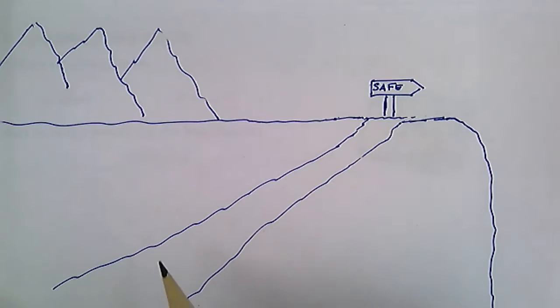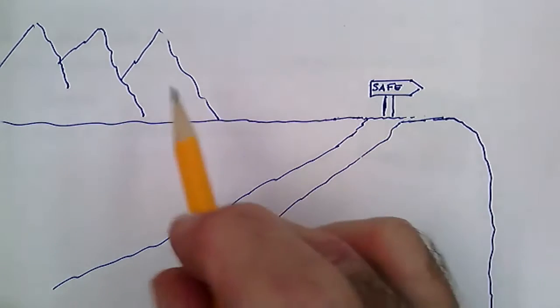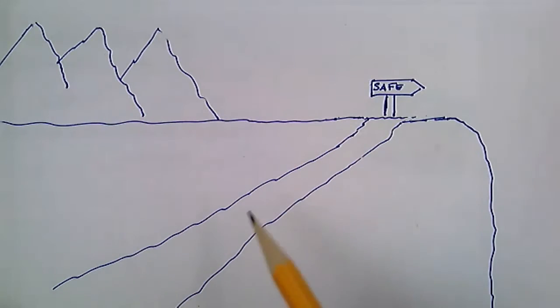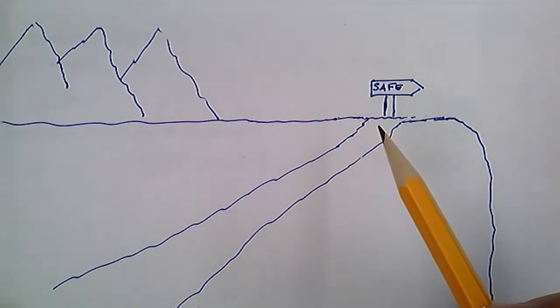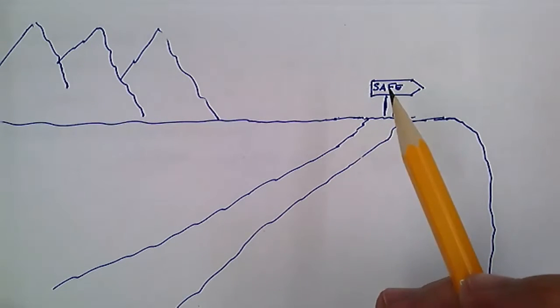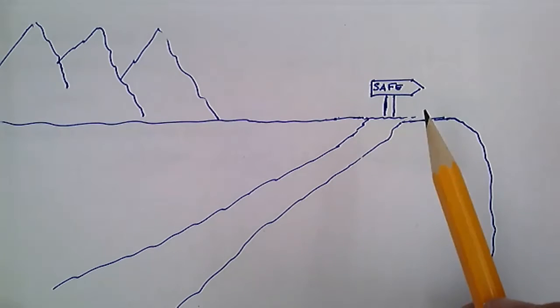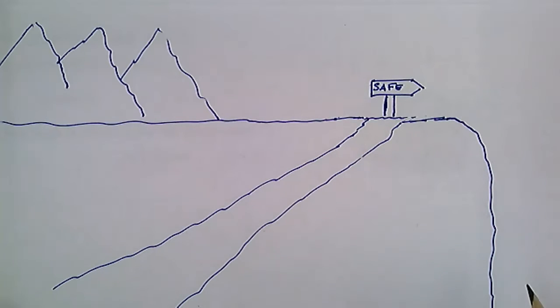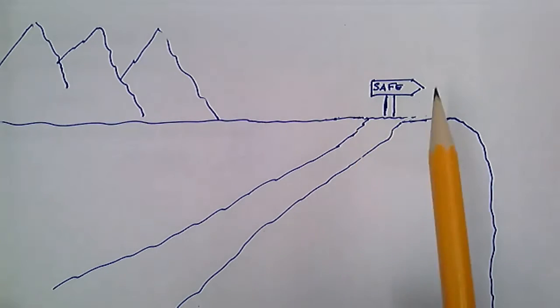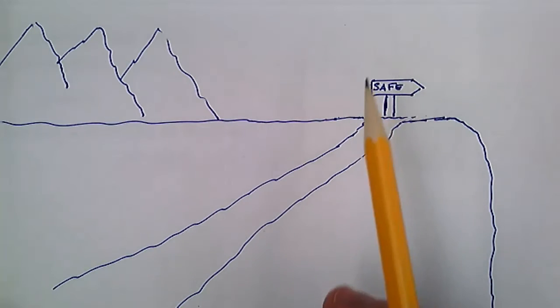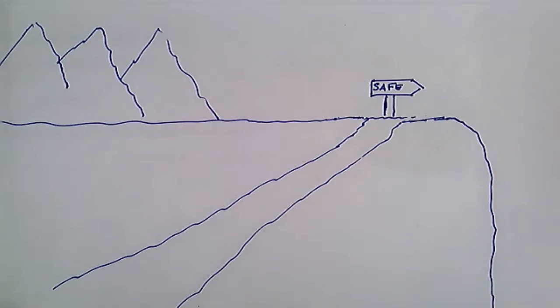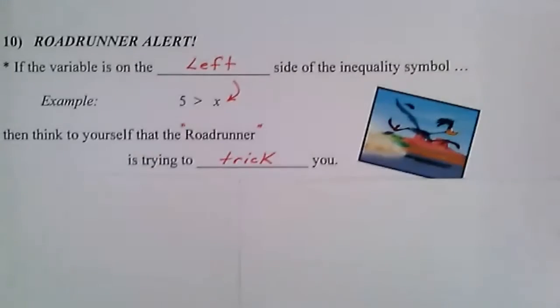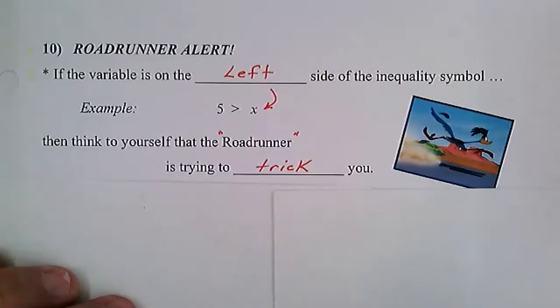So when the Coyote comes running along, the Roadrunner is now up here in the hills. And when the Coyote comes running along, sometimes he's not that bright. He looks at the sign and it says safe. And so what does he do? He runs off and falls off the cliff, right? Because the Roadrunner tricked him by flipping the sign. Okay, so now let's go back to our notes.